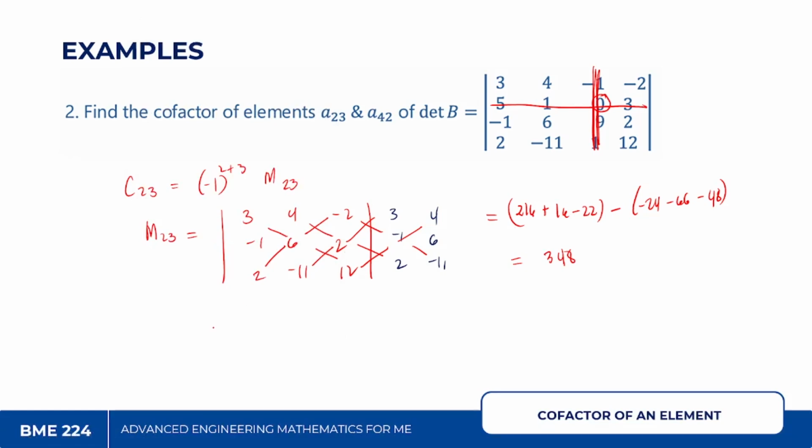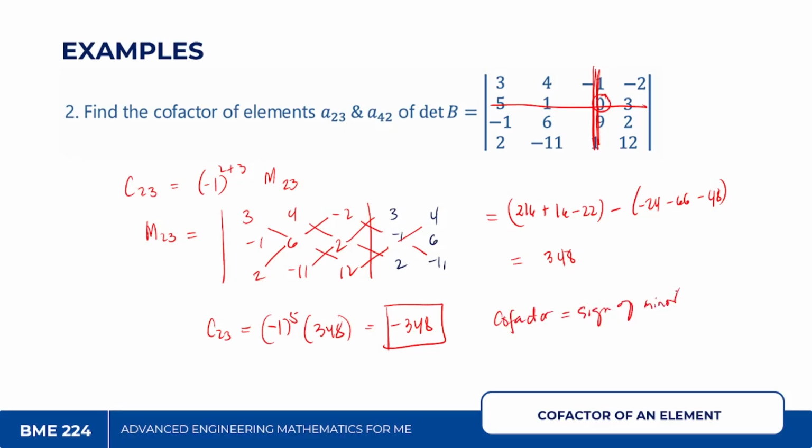Okay, so we have our minor 348. Therefore, your C23 would be equal to what? Negative 1 raised to the power of 5, which is odd. So that would become a negative value of 348. So in other words, that is negative 348. Basically, ang cofactor lang guys is just a sign of a minor. Cofactor is a sign of a minor. Meaning to say, may sign lang, either positive or negative of the minor. Okay?